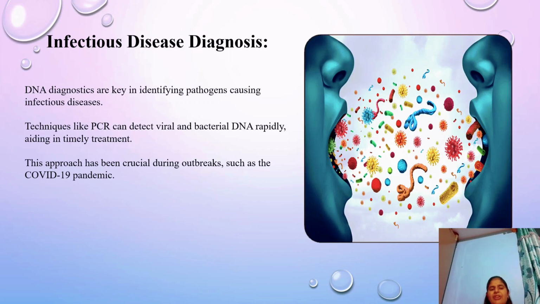The infectious disease diagnosis. DNA diagnosis is key to identifying the pathogen causes of infectious diseases. The PCR technique detects various bacteria, enabling rapid and timely treatments. This approach has been critical during outbreaks such as the COVID-19 pandemic. Let's go to the next slide.